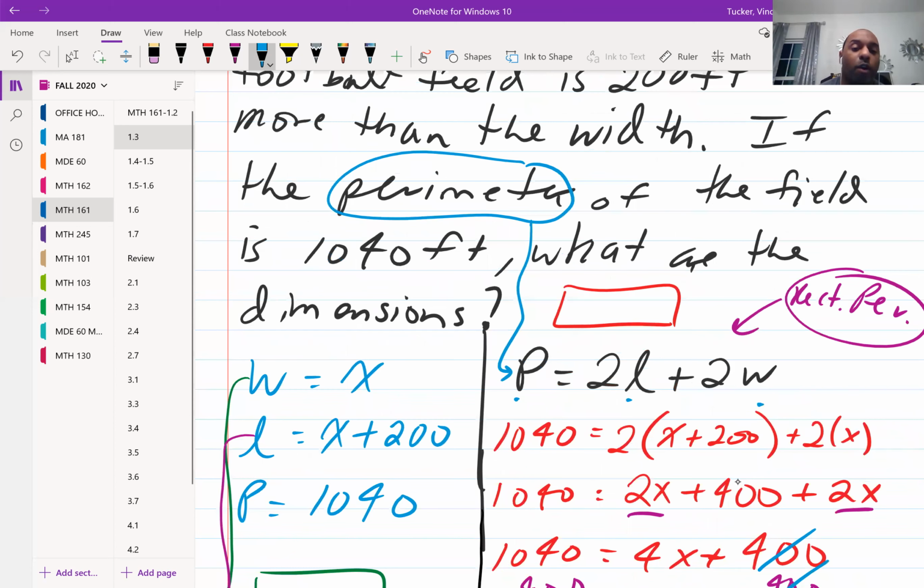Once again, they already gave our perimeter. That's 1,040. And now that we have all three of those pieces, we can plug that into the equation over here. That's 1,040 for P, equal to 2 times L, which is X plus 200, plus 2 times X for W.